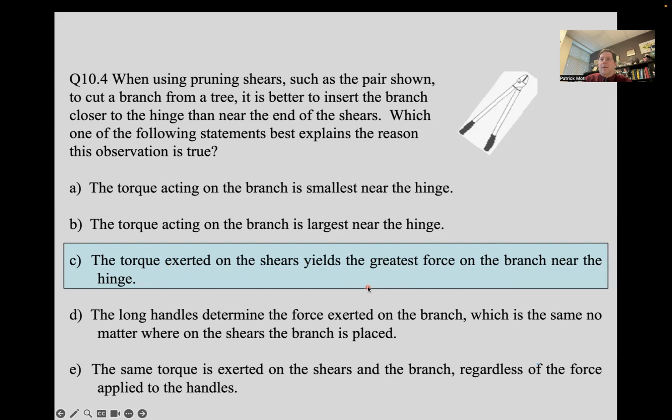So it's the product of R times F is constant. R is small, F is big. "The long handles determine the force exerted on the branch." That's not true. That tells you what the torque is. "Same torque is exerted on the shears and the branch, regardless of the force applied to the handles." No, you're causing a rotation of the handles, which is going to be reflected in a torque causing a rotation of the shear. So that is not true.